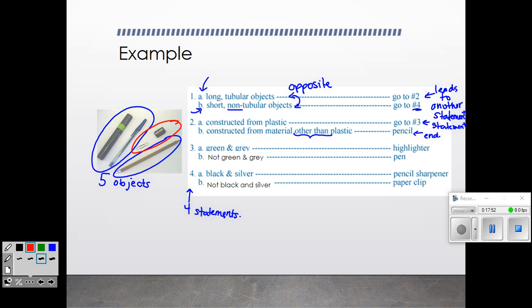Number 4 is where I get to if I started with the short non-tubular objects. So these 2 objects are the topic of number 4. Either it's black and silver, like the pencil sharpener, or it's not black and silver, and then it's the paperclip. So that is an example of something that follows the rules of a dichotomous key. I have a list of numbered statements. Each of them has 2 opposite alternatives. Each alternative either tells me to go to another statement or identifies the object or organism that I was looking at.